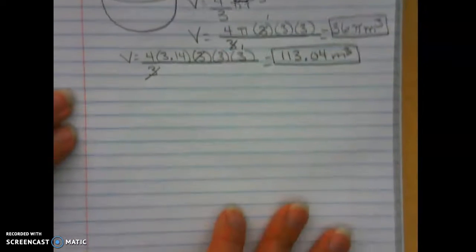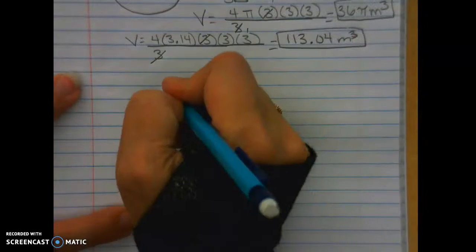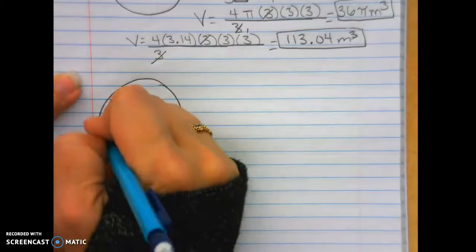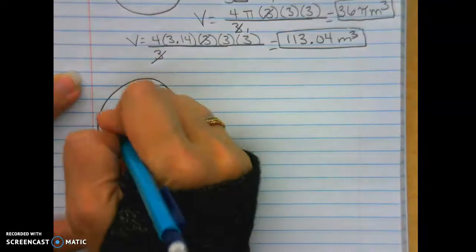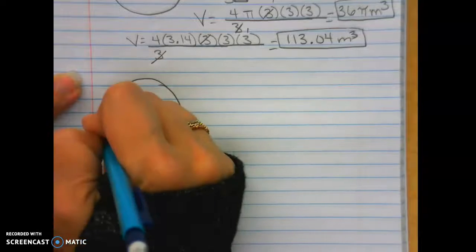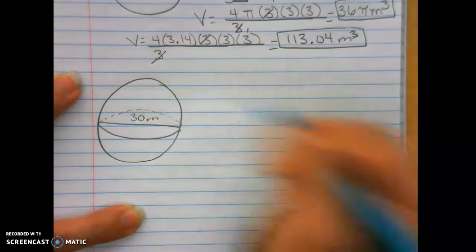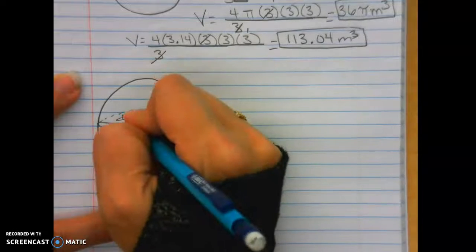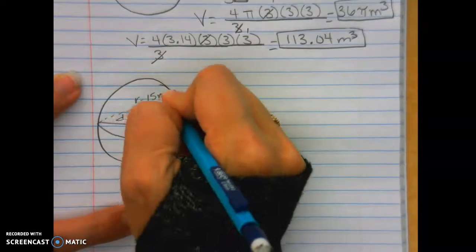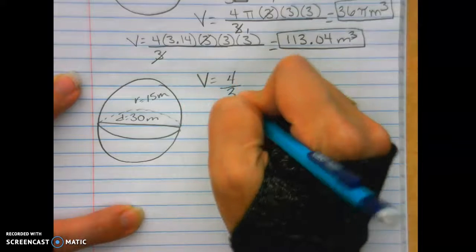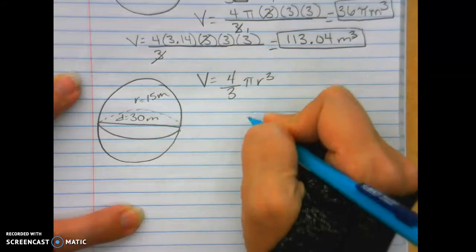So let's look at another one. This time I want you to notice that I am going to give you a diameter, and the diameter is 30. We're still using meters. So you need to keep in mind that the radius is 15. So again, formula, 4/3 pi r cubed.